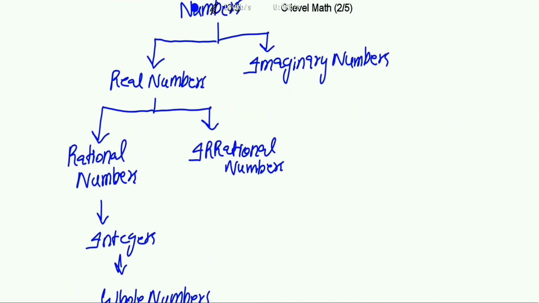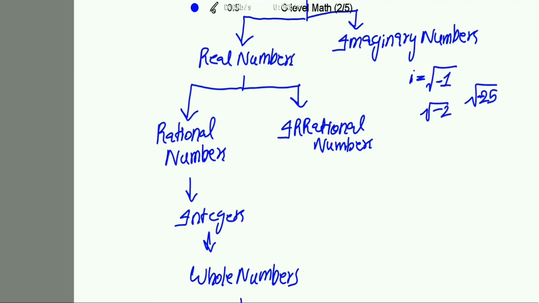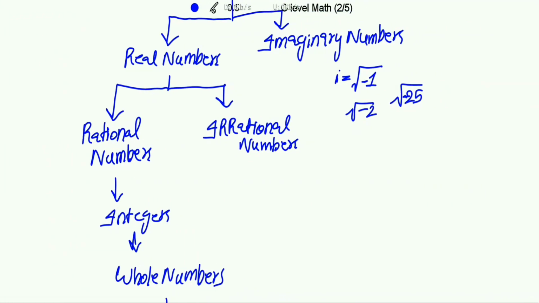So what are imaginary numbers? Imaginary numbers are those numbers which are not real, which are absolutely imaginary. We denote these imaginary numbers as i, which is known as iota. Imaginary numbers are the square roots of negative numbers, let's say negative 1, or negative 2, or negative 25. So any negative number under the square root is an imaginary number. What is a real number? Real numbers are those numbers which are real on the number line.